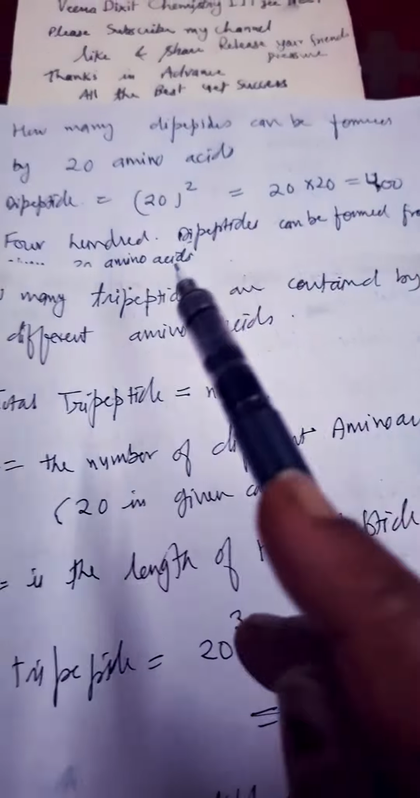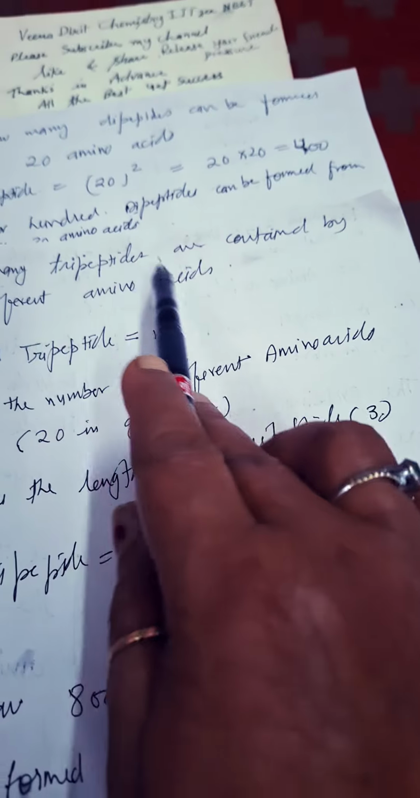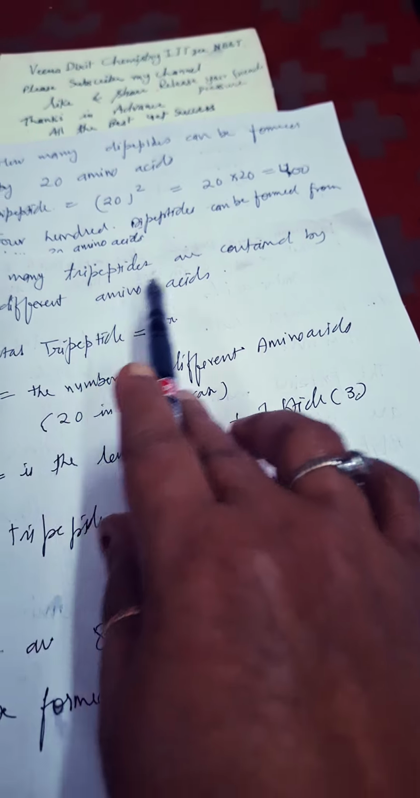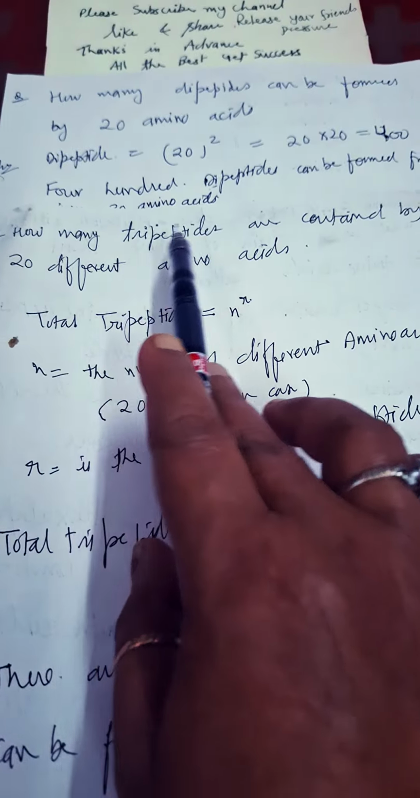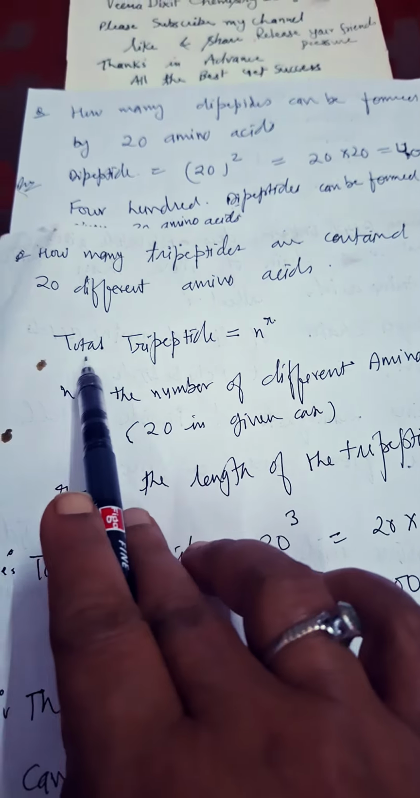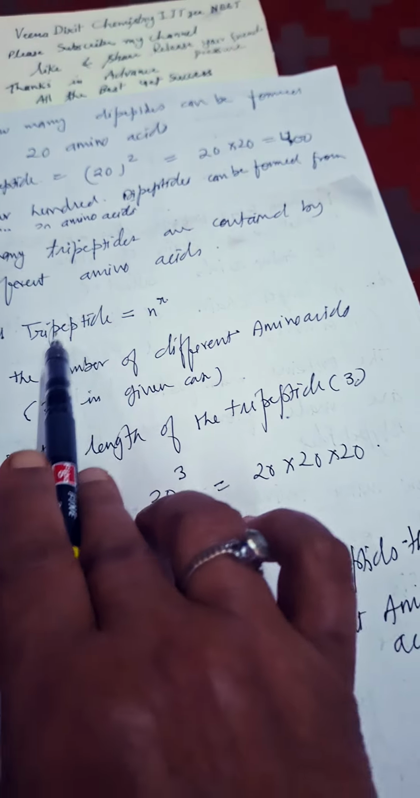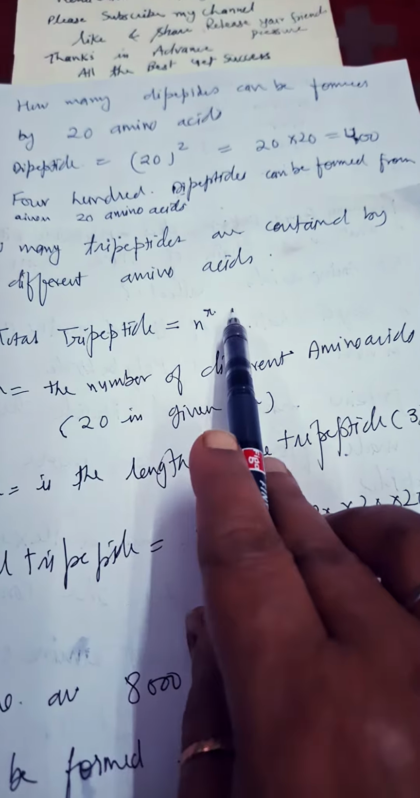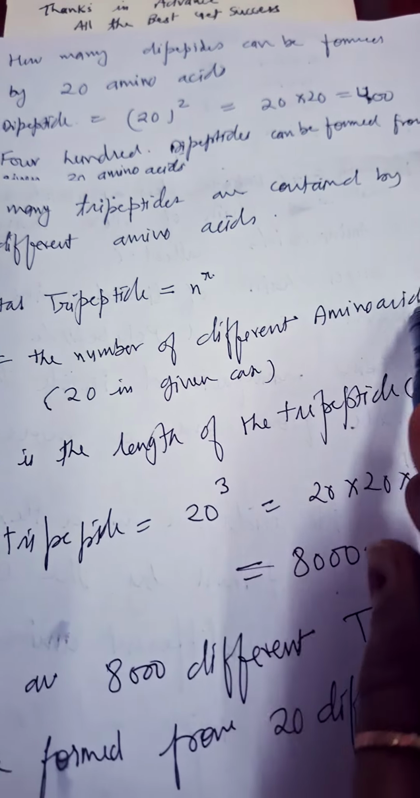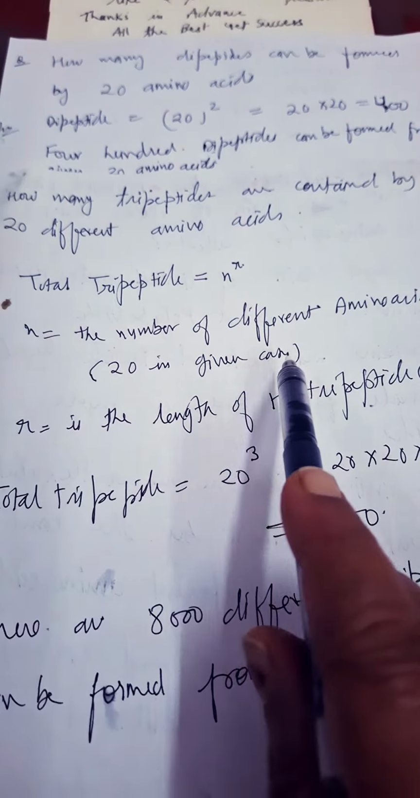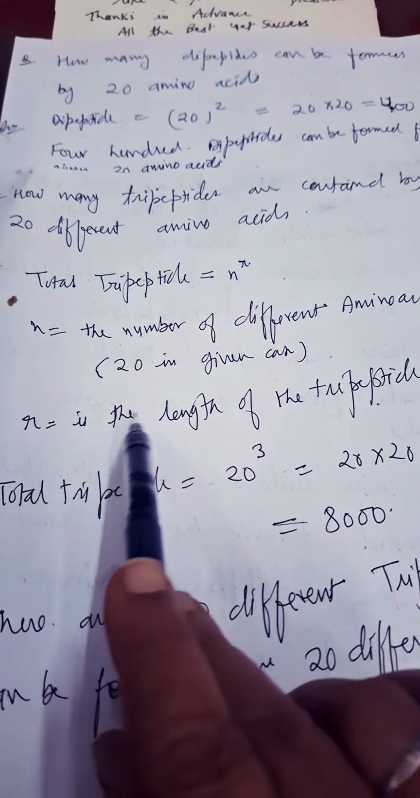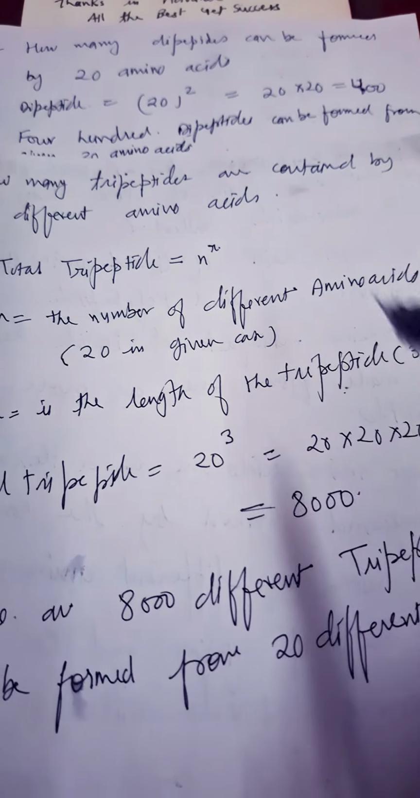Now we'll go for another one, just similar to that. How many tripeptides are contained in 20 different amino acids? Now I am asking about tripeptides. At that time you have to write down total tripeptides is equal to n power r, where n is the number of different amino acids, given 20 different amino acids, and r is the length of the tripeptide.